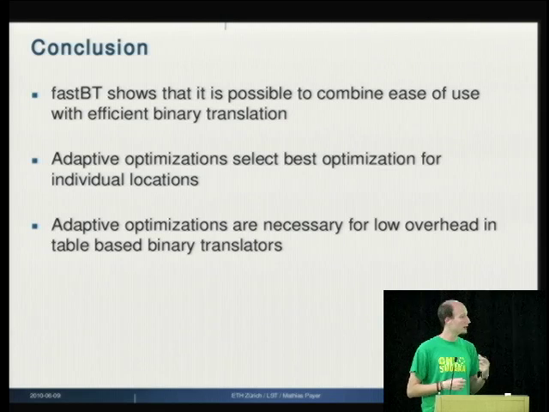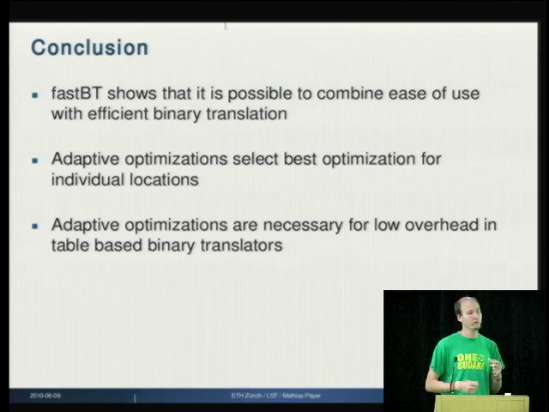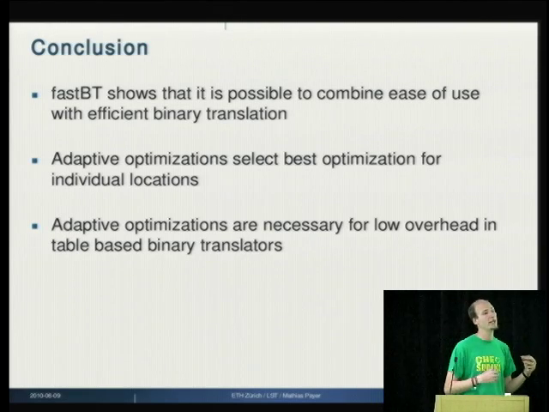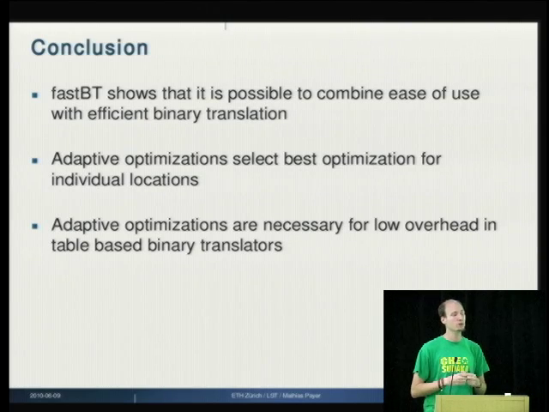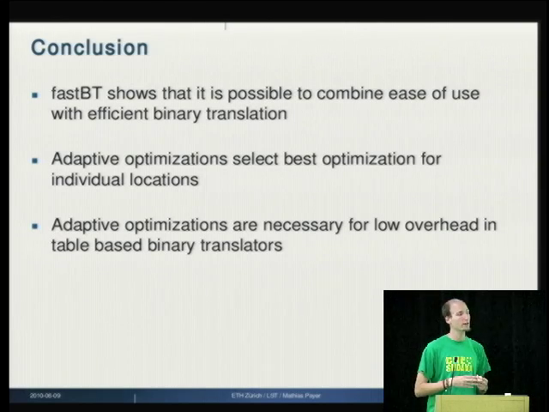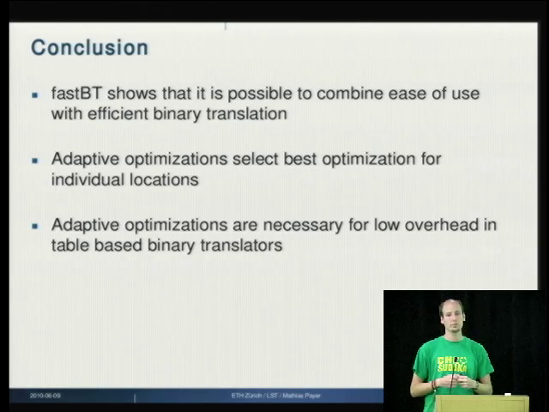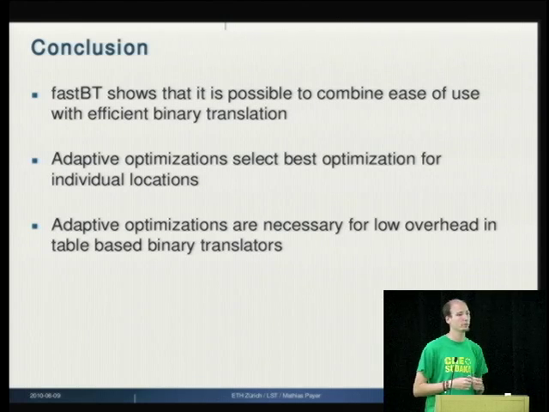So to conclude, fastBT, the tool that is available, shows that it is possible to combine ease of use with efficient translation. We offer a high-level interface at compile time, compile down to fast translation tables. These translation tables are then used at runtime. And at runtime, we show that we have comparable average overhead to IR-based approaches for long-running benchmarks. And we have a performance edge for short-running programs up to 40 seconds and other benchmarks.